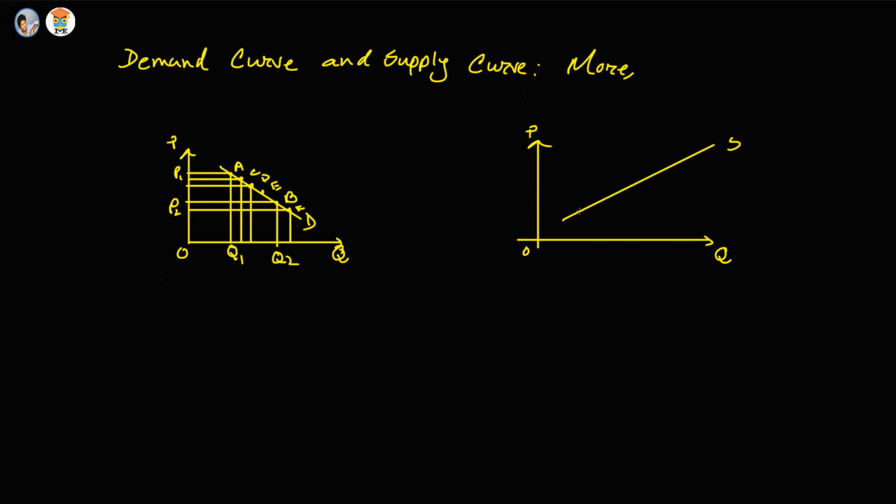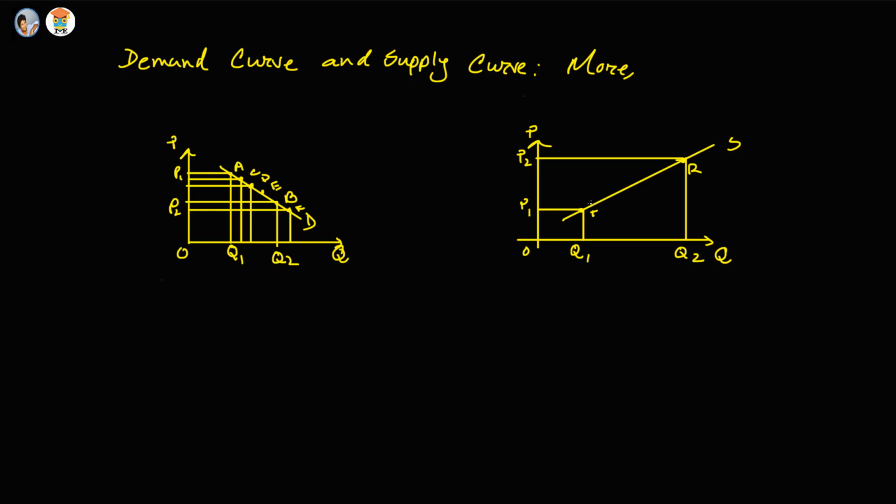Again, what does this point of the supply curve show? Say this point is T. It shows that at this price, quantity supplied is this. So if this is P1, quantity supply is say Q1. Again, what does this point R show? It shows that at this price of P2, quantity supply is Q2.